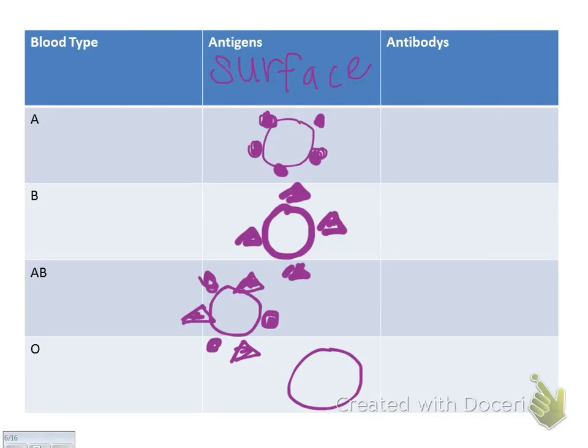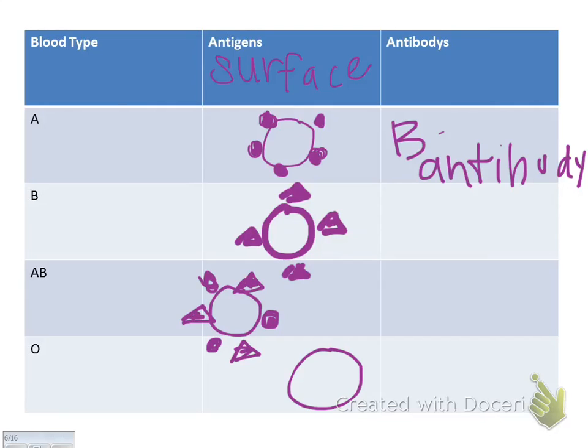Right, so A has a special protein that's different called an A protein. B has a special protein that's different called B protein. AB have both A and B, and then O doesn't have either antigen. Okay, so people with A blood have the B antibody. What is an antibody? It attaches to the antigen, right? So people with A blood have an antibody floating around that's for B protein. So what would happen if they got a blood transfusion that had B in it? Their immune system would attack, right?